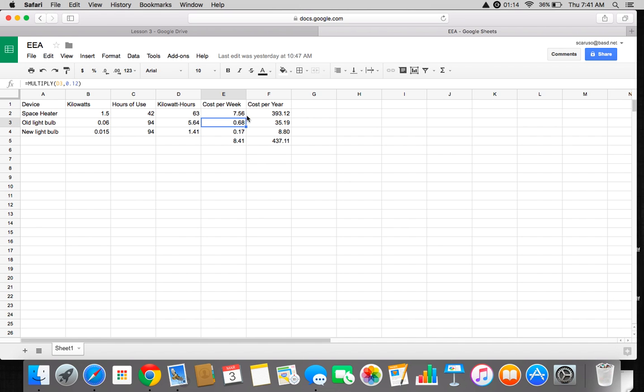Finally, for cost per year, we're going to take our cost per week and multiply by 52. So the function is going to be equals multiply E2, comma 52. And again, that's telling the spreadsheet, I want you to take this number in E2 and multiply it by the value 52. So there I have my cost per year.